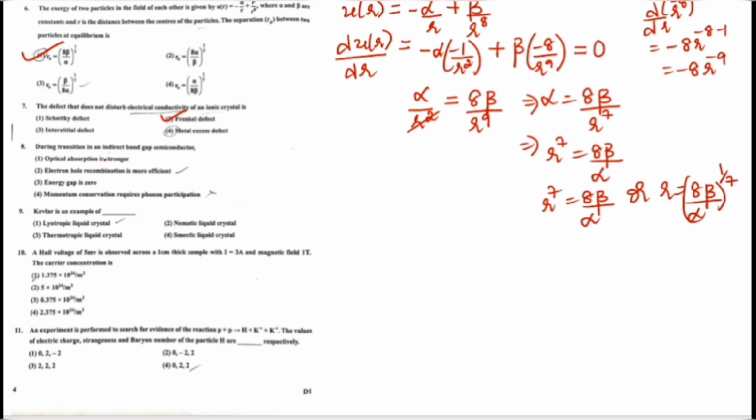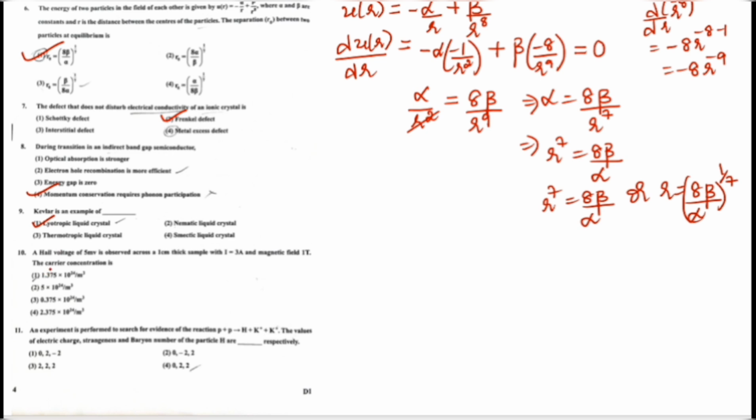Okay. During the transition in an indirect band gap semiconductor, they have given four options. In this, momentum conservation requires phonon participation is the right answer. Let us go for the next question, which is also a direct question. Kevlar is an example of a lyotropic liquid crystal.